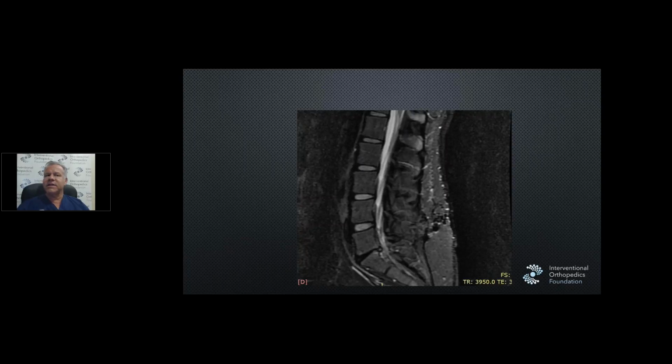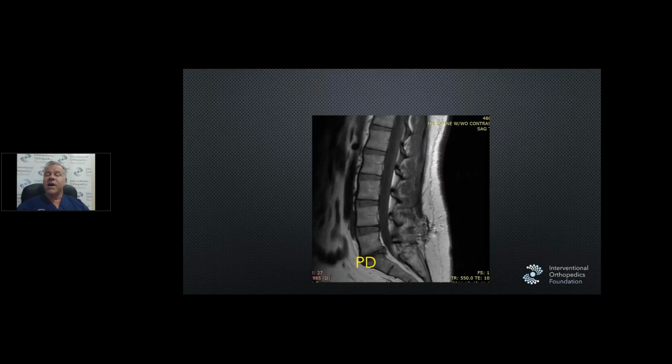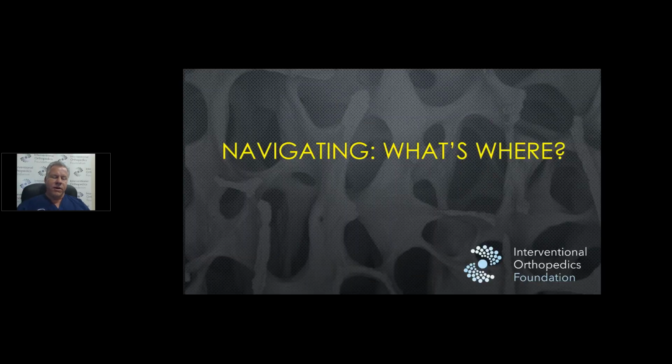Now let's look at this. We have a STIR or IR or a fat sat. We have water is even brighter. Fat is dark here, and muscle is dark. So another very, very common image that you see in lumbar MRI. Here we have a T1 image where you have bone is bright, fat is bright, muscle is dark. So we have those different sequences.